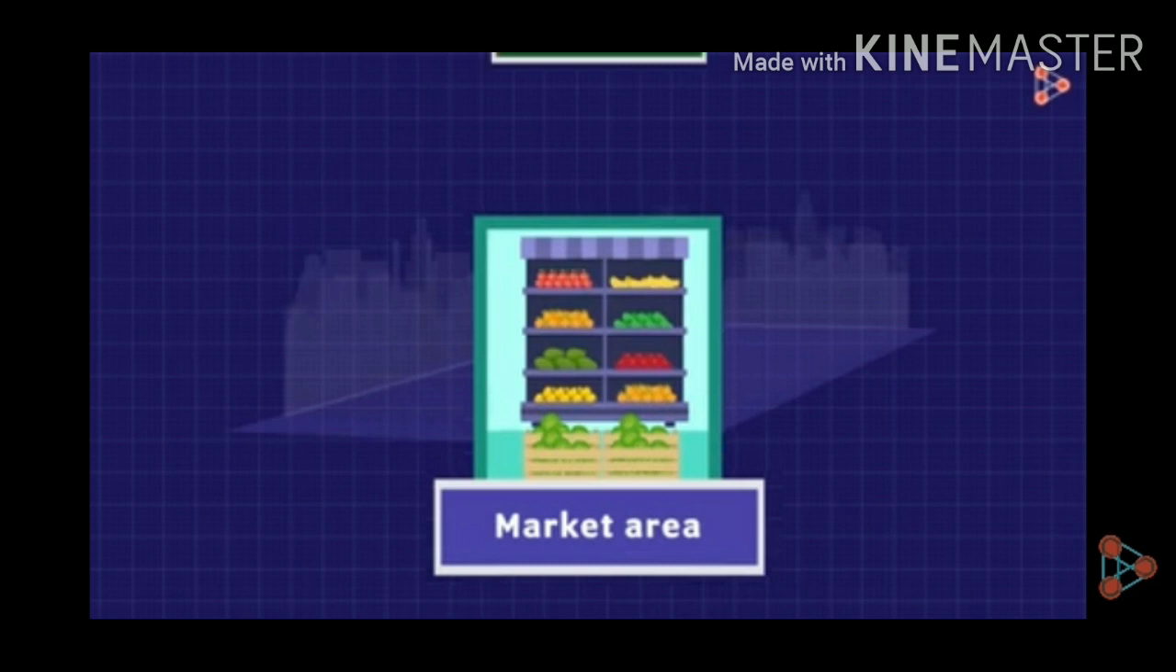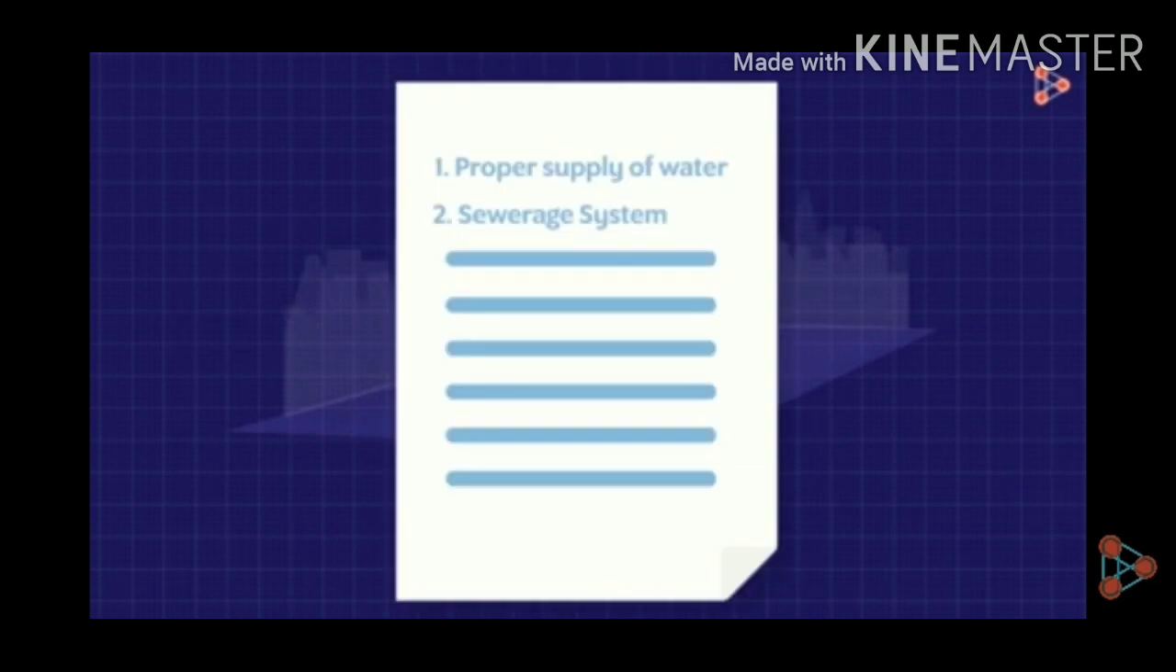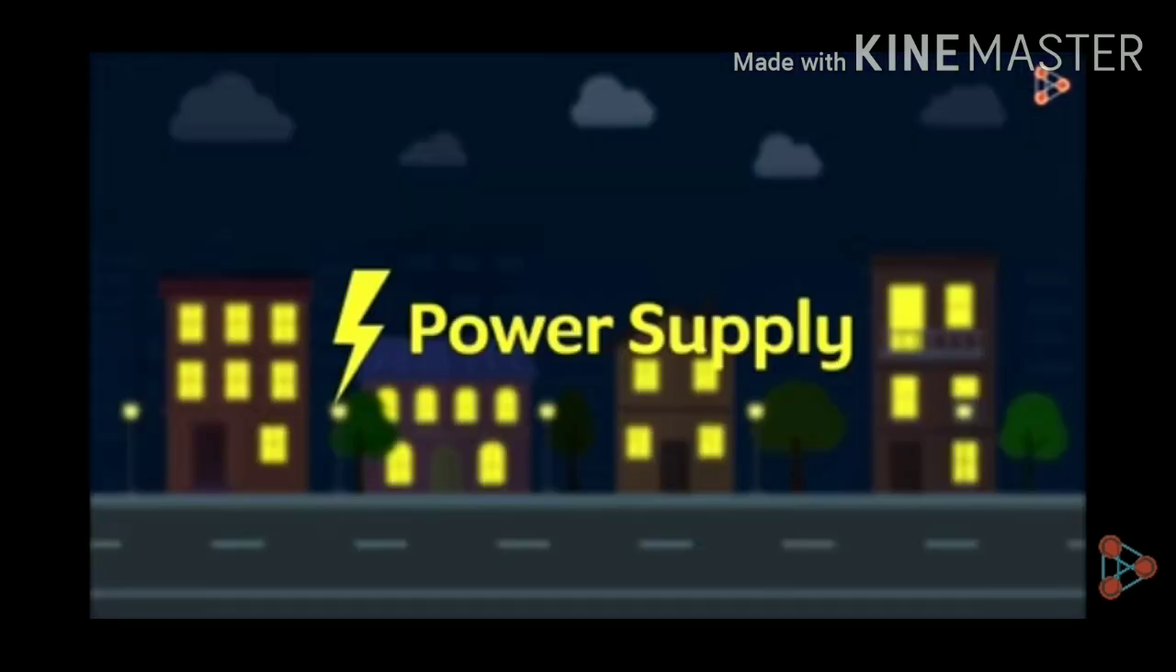This is the 8th class in which I will discuss the topic mitochondria from chapter 8, cell structure and its function. Previously, I have already discussed the structure of the cell with its different functions. These are the pictures in which you can see a proper market area, proper supply of water, sewerage system and power supply to our houses.